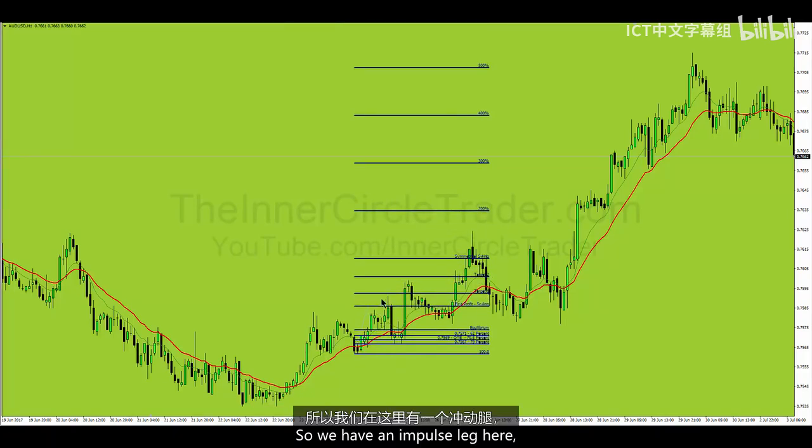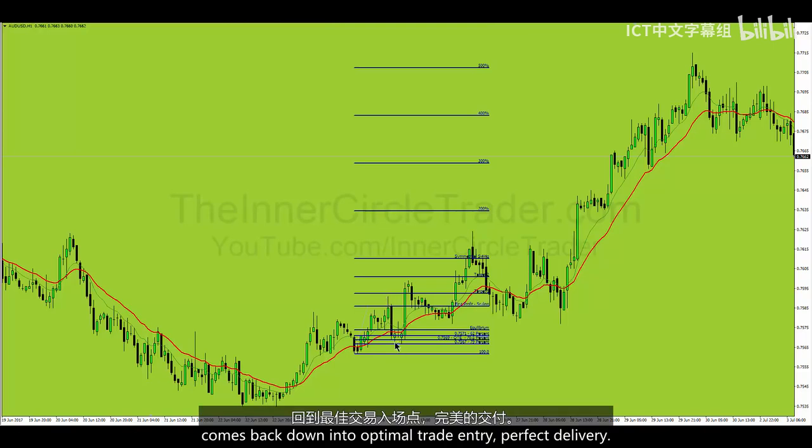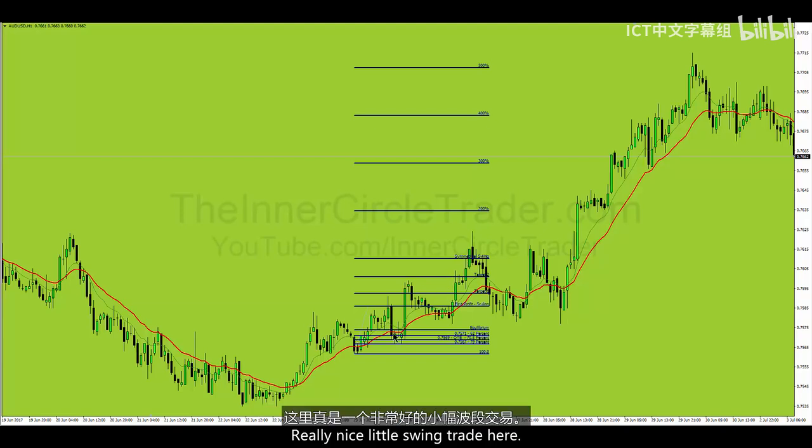So we have an impulse leg here, comes back down into optimal trade entry, perfect delivery, and we have a symmetrical price swing here. Really nice little swing trade here. It started on the 26th, ended on the 27th, so basically 1 day of a hold for a nice little swing trade. Putting the trade on here at around 75.70 and getting out at approximately 76.10. So not a bad little move.